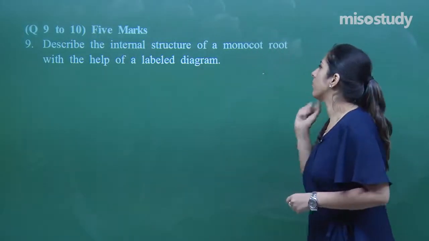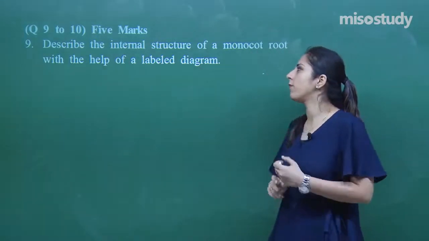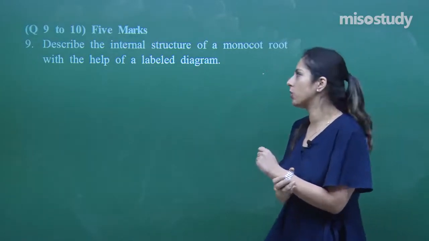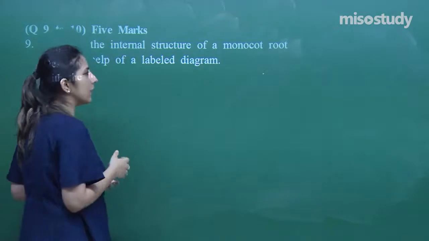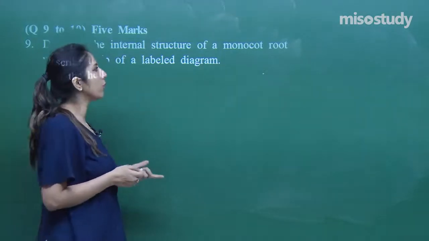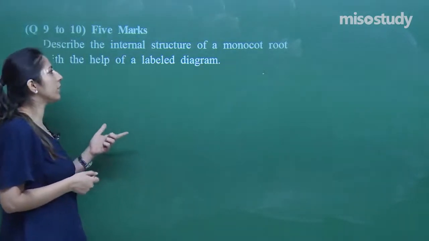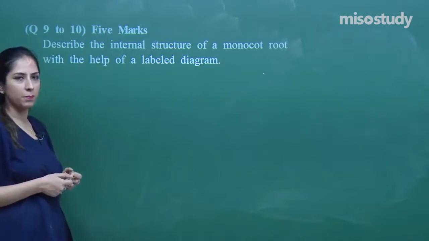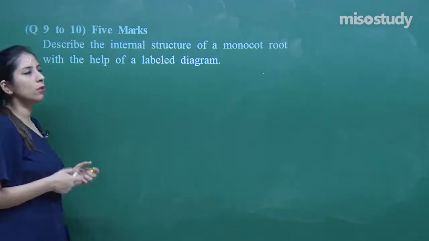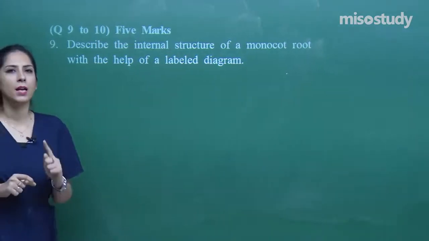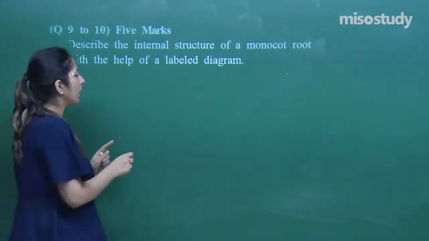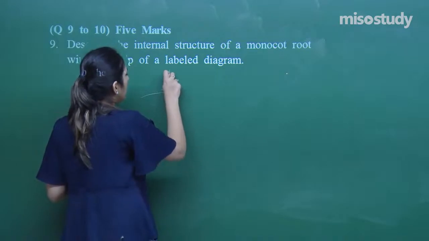Describe the internal structure of a monocot root with the help of a labeled diagram. Very good question, very direct as well. We have discussed the same in detail, but when such a question comes, you first have to explain the monocot root and also draw a well labeled, neat diagram with the help of a pencil.